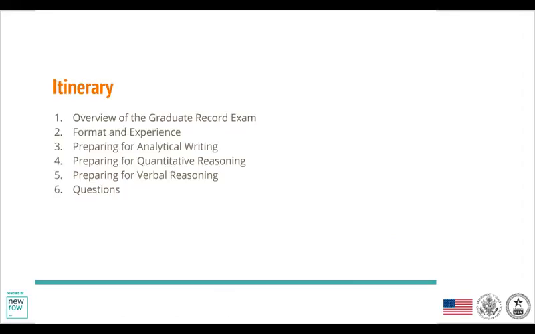So just a brief overview of what we're going to talk about today. We're going to talk a little bit about what the Graduate Record Exam is and how it's structured, and then look a little bit at each of the sections, the analytical writing, quantitative reasoning, and verbal reasoning components of the exam, and then we'll open it up for some questions, which hopefully I'll be able to answer for you.